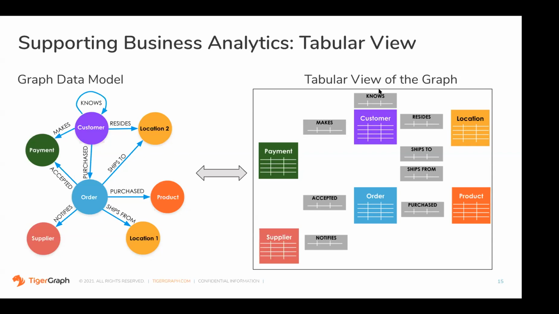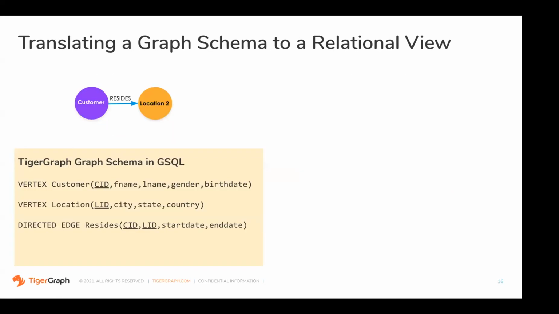So I've got 2 types of tables, vertex tables and edge tables. And so you can see how we can do a simple transformation in the schema. This is sort of pseudo GSQL. I abbreviated it to keep it simple, but basically I define the vertex customer type, I define the location vertex type, and I define the resides directed edge. Notice I have an ID there, and I have a pair of IDs because this edge goes from a customer to a location.